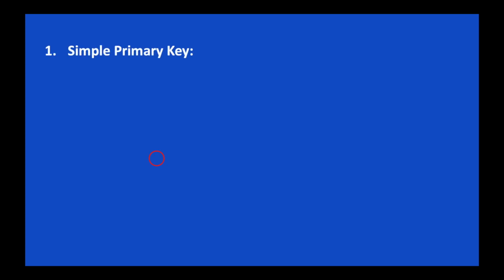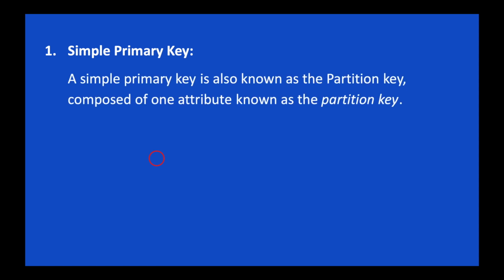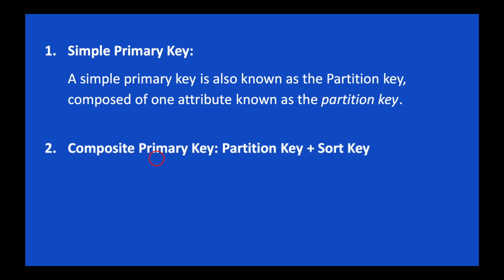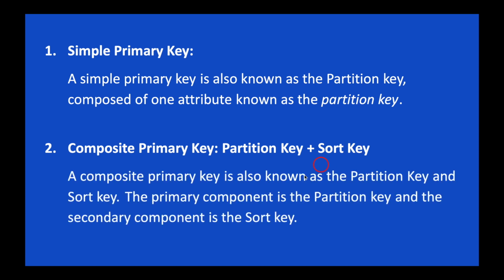After that, we have two types of primary keys. One is the simple primary key, which is also known as the partition key. In general, we use the partition key as the primary key. And coming to the composite primary key, the combination of the partition key and the sorting key is nothing but the composite primary key. The primary component is the partition key, and the secondary component is the sorting key.